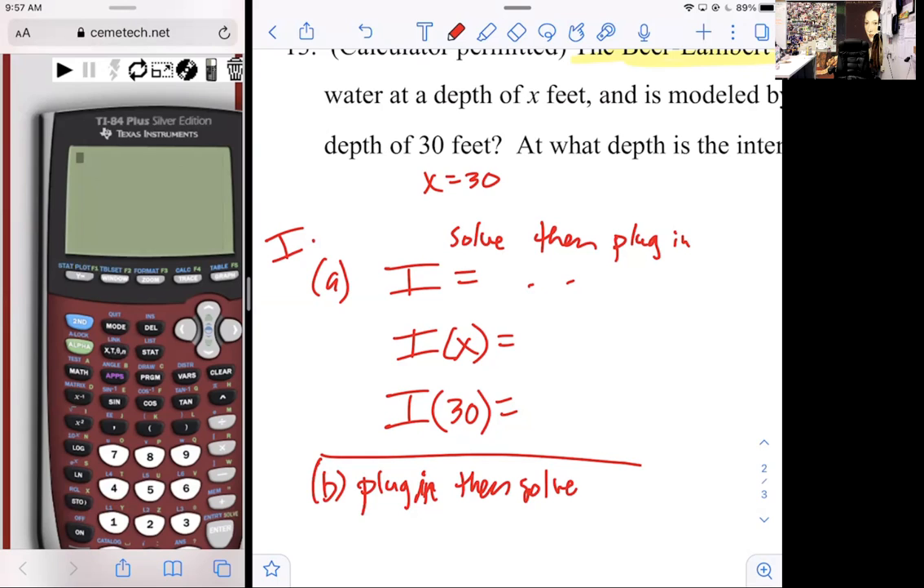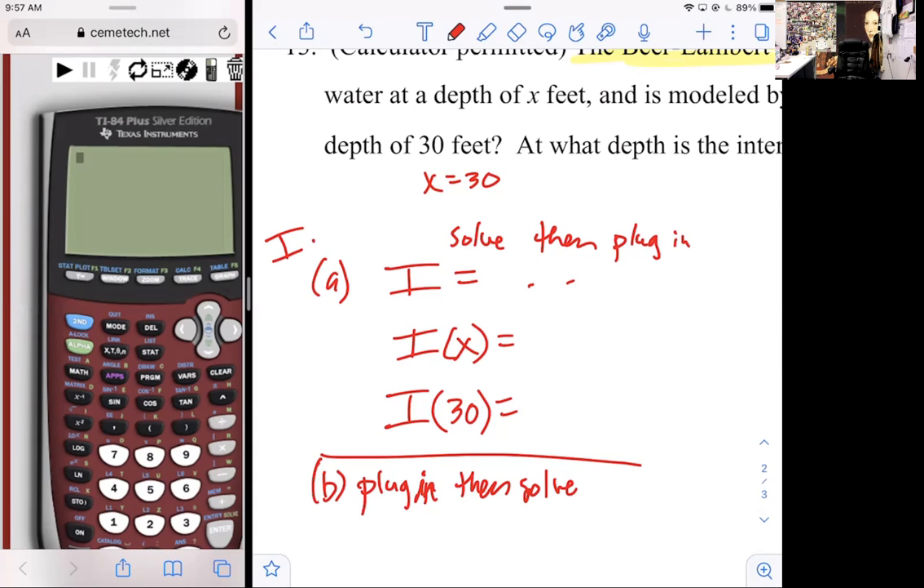But look at this option. What if I wanted to figure out the intensity, not just at 30 feet, but I wanted to figure out the intensity at 10 feet, 20 feet, 30 feet, 40 feet, 50 feet, like a whole bunch of different depths? Would it be better to solve once and then plug and chug? Or would it be better to plug in each of those different depths and solve it with all the algebra each time?